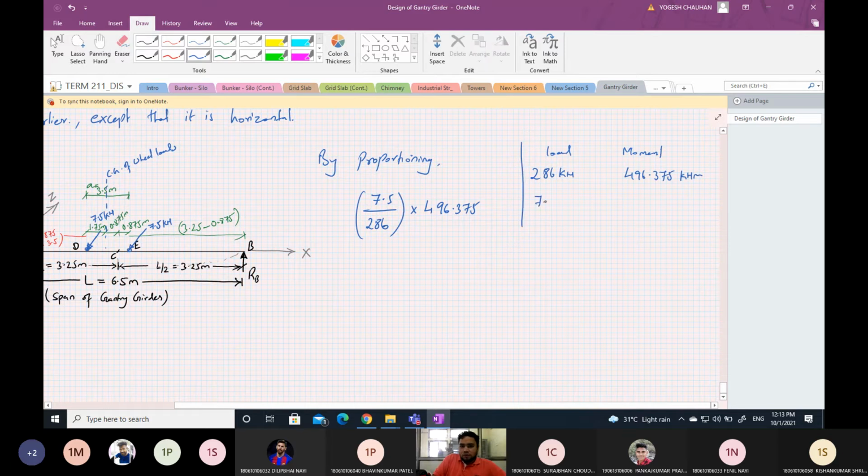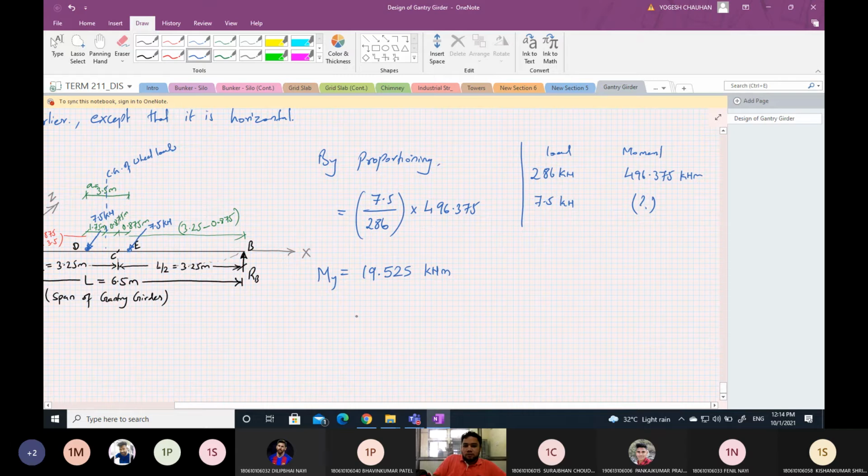So for 7.5 kilonewton, how much will be this moment? That we can find by this proportioning: 7.5 by 286 multiplied by 496.37. So that will give you 19.525 kilonewton meter. Okay.